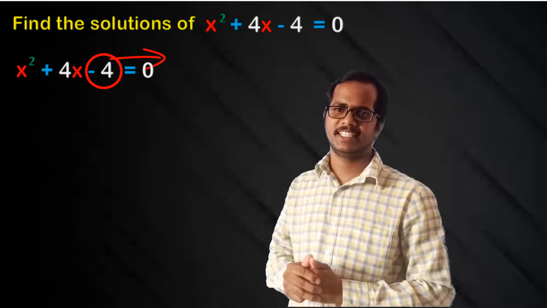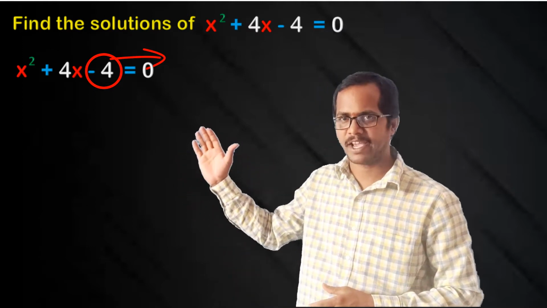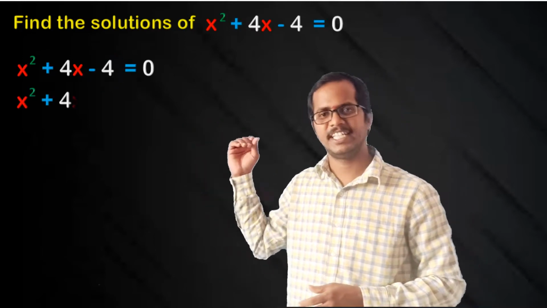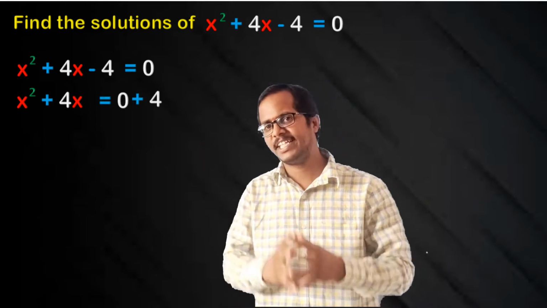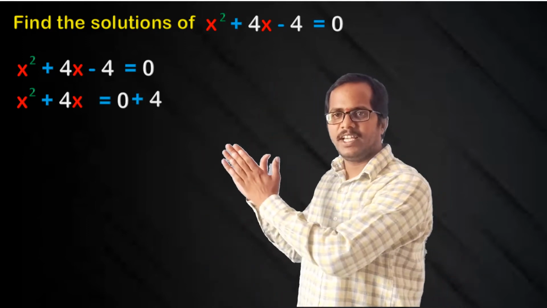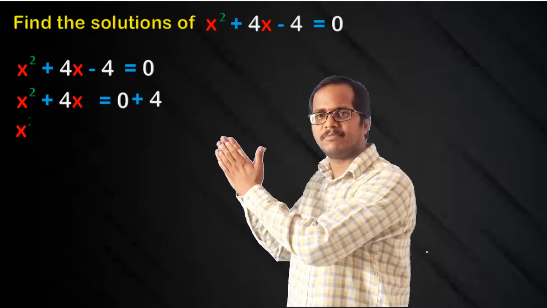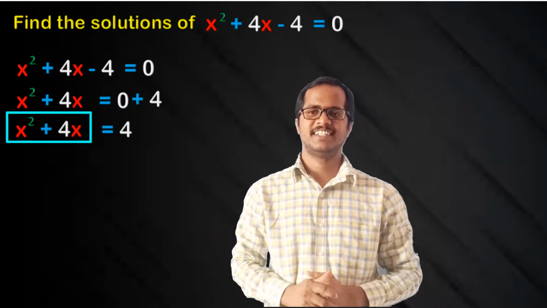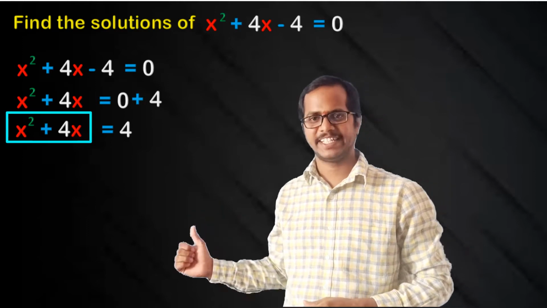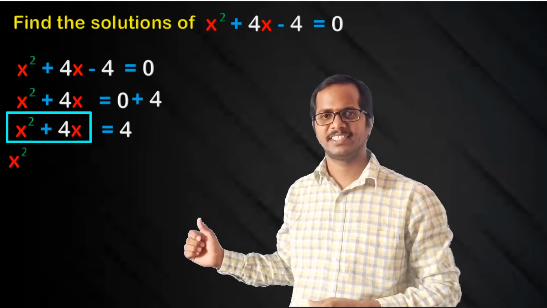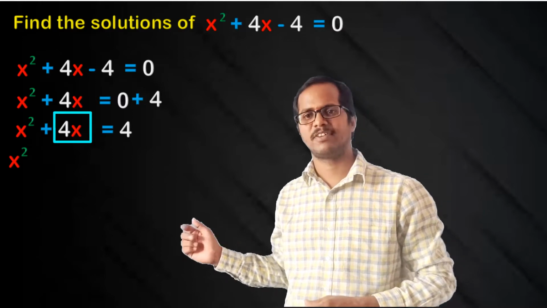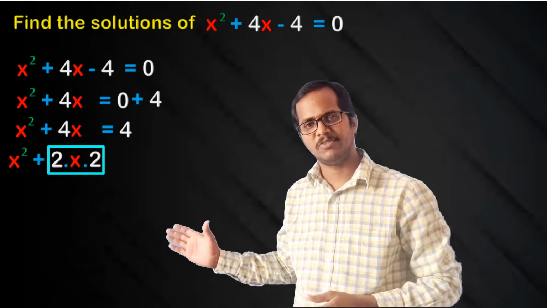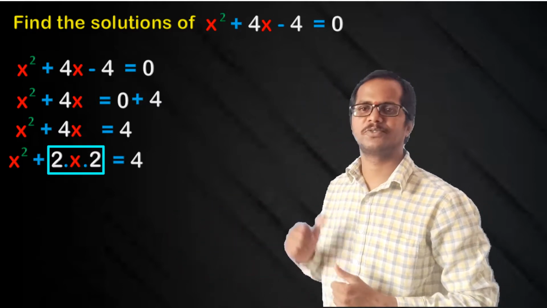So by transposing the constant term here, that is minus 4, we get x square plus 4x equals to 4. So what we did in the first step is simply transpose the constant term to the RHS part. Now on the left hand side what we have is x square plus 4x. This x square plus 4x can also be written as x square plus, the term 4x can be written as the product of 2 into x into 2. So now we have x square plus 2 into x into 2.